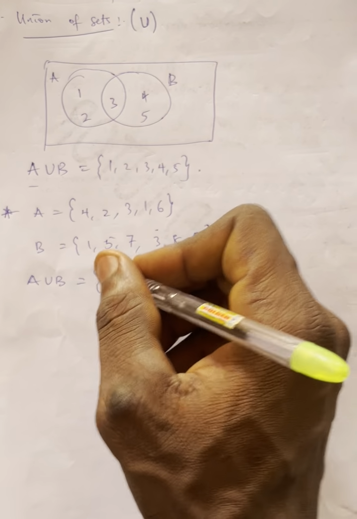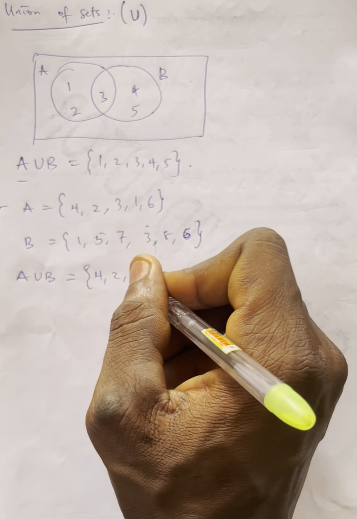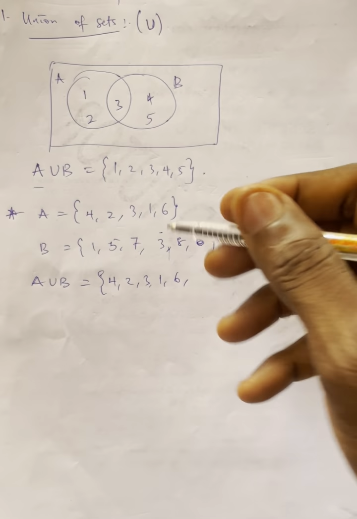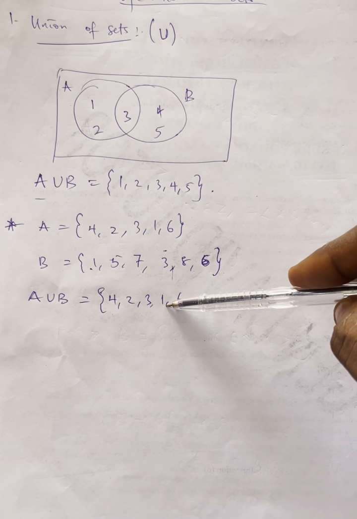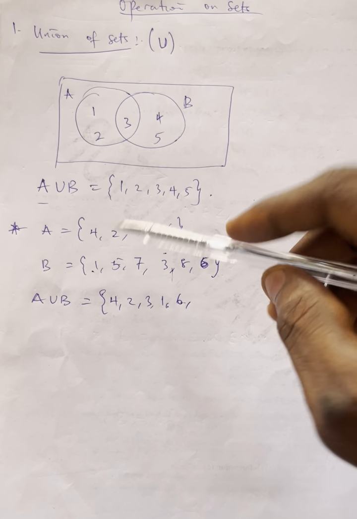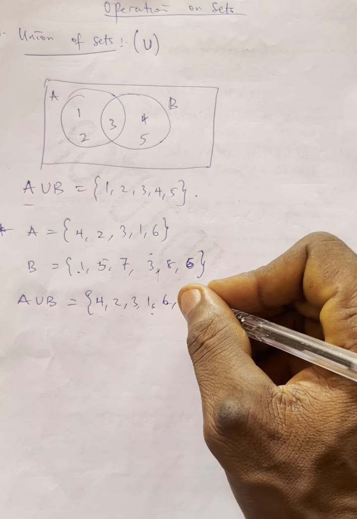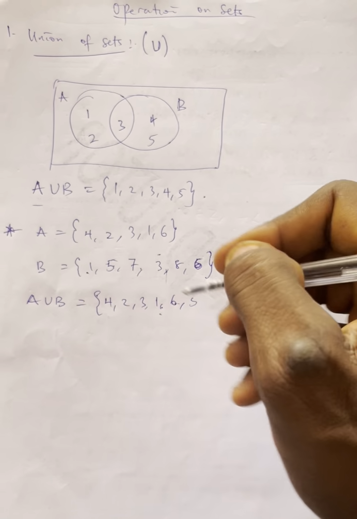Let's first start with the first set: 4, 2, 3, 1, 6. Then let us come to the second one. 1 is here. Is 1 already here? Yes, so you don't need to write it. Then 5. Is 5 here? No, you include it. 7 is here. Is 7 here already? No.